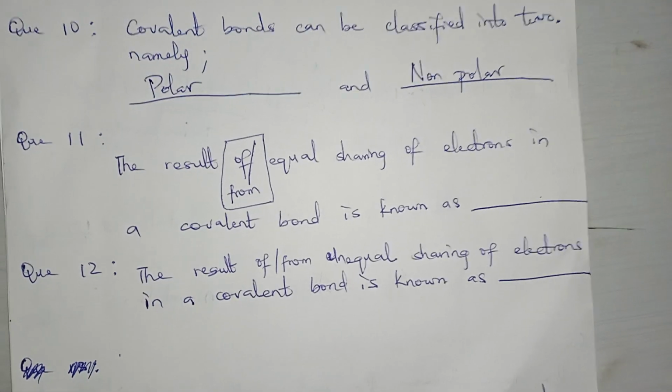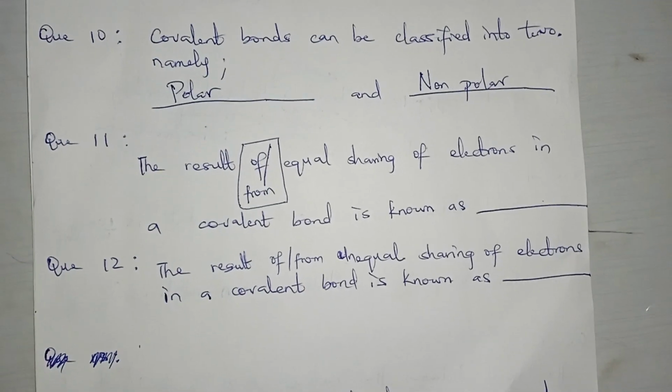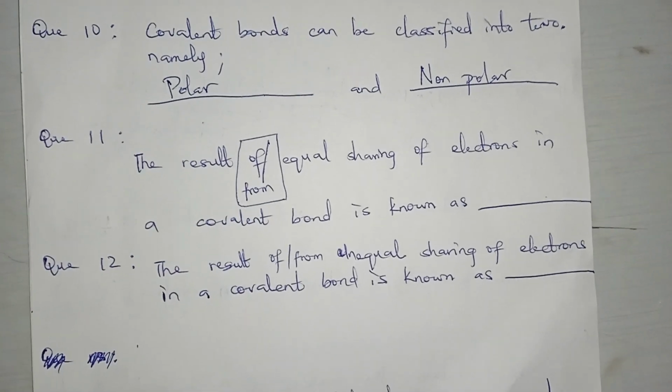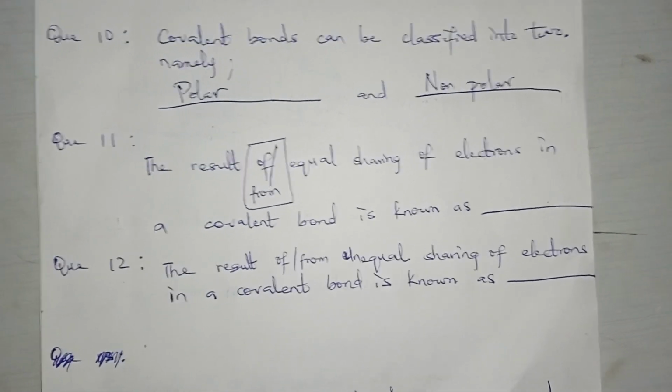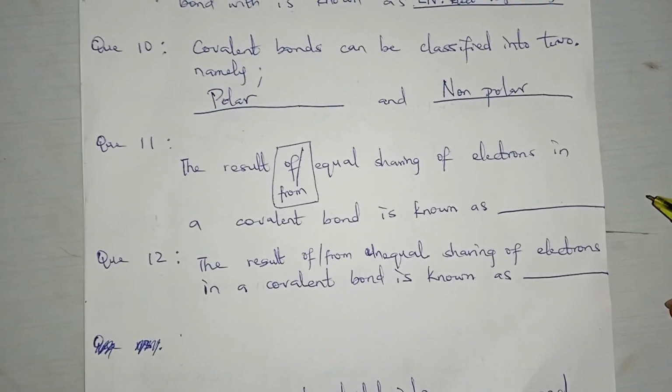The result from equal sharing of electrons in a covalent bond is known as... I told you, we'll classify covalent bonds into two. One is polar, the other one is non-polar.